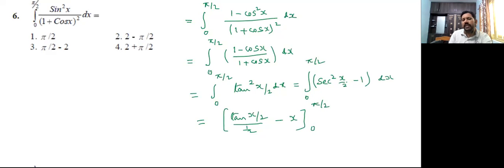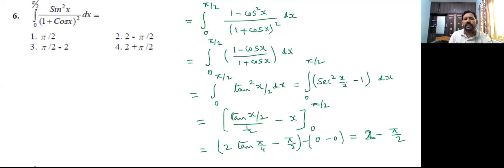First, substitute the upper limit. 2 into tan, in place of x, substitute pi by 2. Already the denominator 2 is there, you will get pi by 4, minus pi by 2. This is the upper limit. Substitute the lower limit. You will get 0 minus 0. Tan pi by 4 value is 1, minus pi by 2. So 1 into 2, the 2 is there. Don't forget the 2. Tan pi by 4 is 1. 2 into 1 is 2. 2 minus pi by 2. This is the answer. Students, which option is correct?